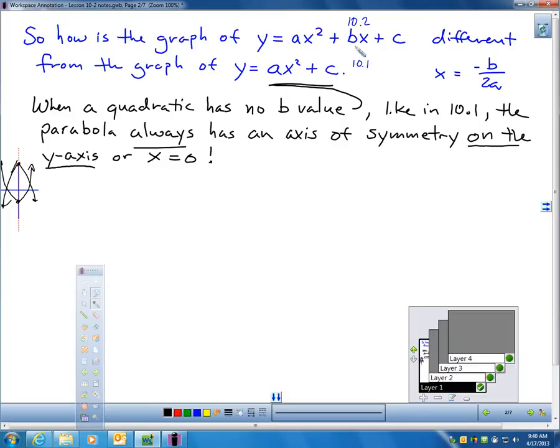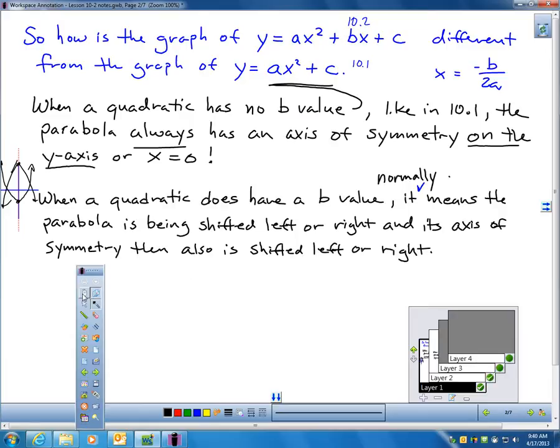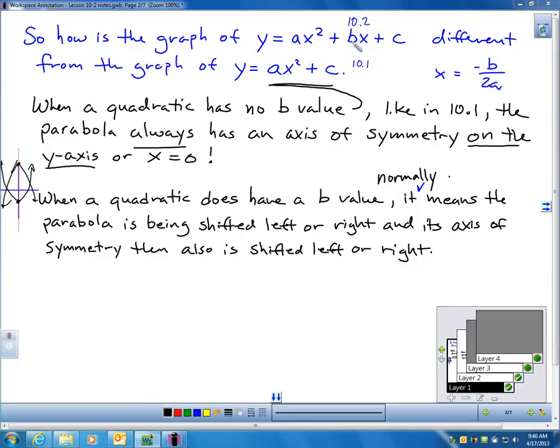All right? However, when a quadratic does have a b value, it normally means the parabola is being shifted left or right, and its axis of symmetry is also being shifted left or right. Now, a positive b value doesn't necessarily mean the parabola is shifted to the right, and a negative b value does not necessarily mean it's being shifted to the left. It all depends. So you actually just use this little formula to find where the axis of symmetry is. But a b value would tell you for certain it's shifting one way or the other.